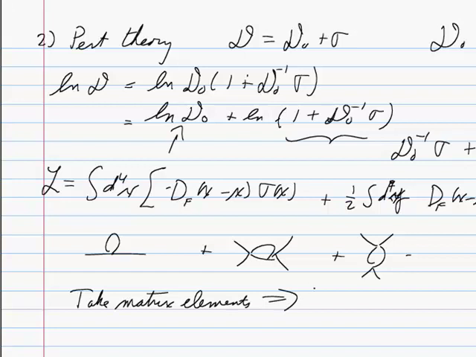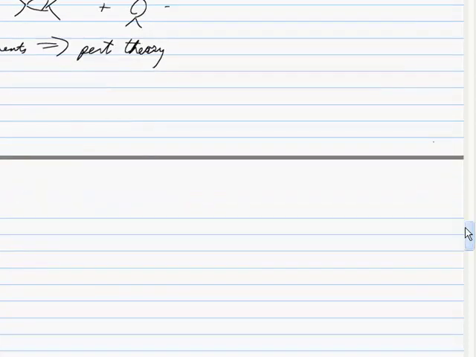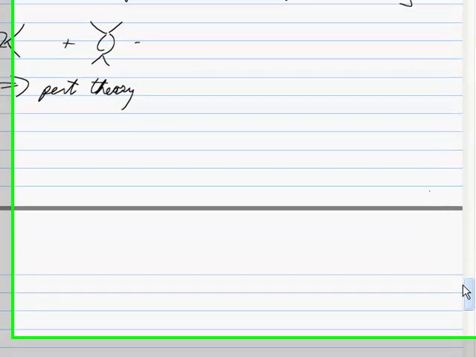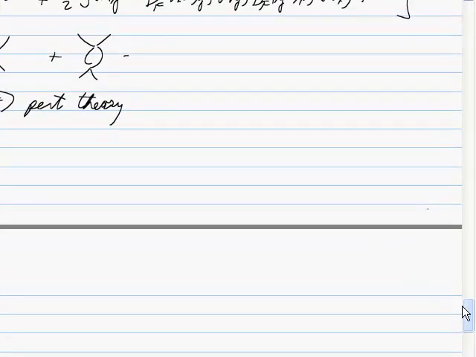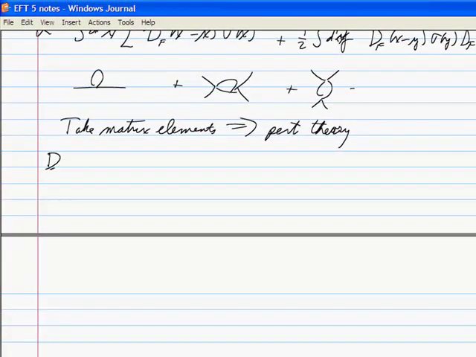And you reproduce the usual perturbative series. Okay. So I've done this background field method now. We did the loop before taking matrix elements in both cases. We did it two different ways. I did the heat kernel, and I did perturbation theory.